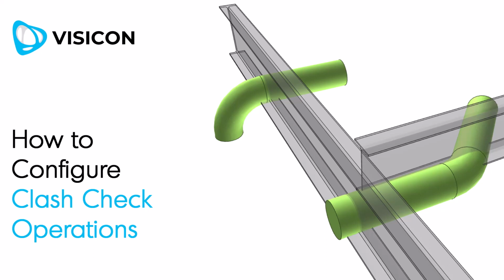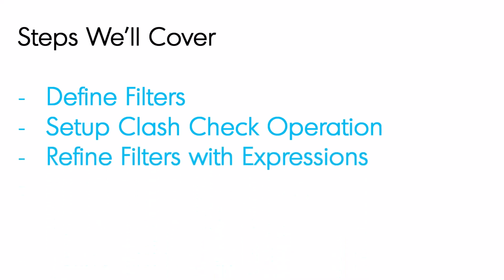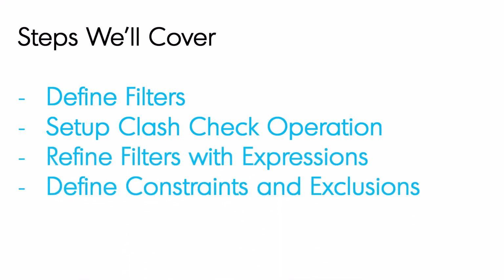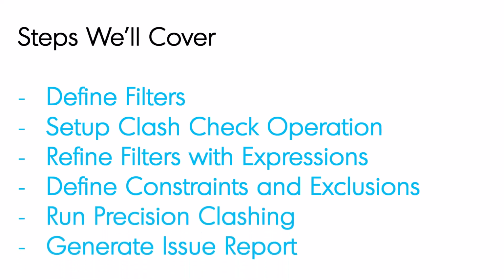This video is a brief tutorial on how to configure class check operations in Visicon. I'll start by defining filters, then set up class check operations, refine filters with expressions, define constraints and exclusions, run precision clashing, and end with the generation of an issue report.